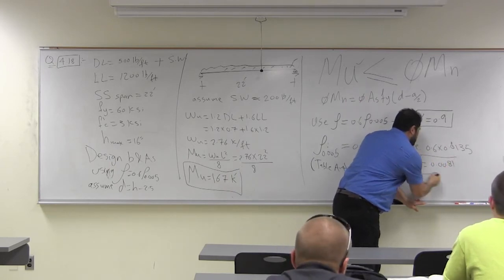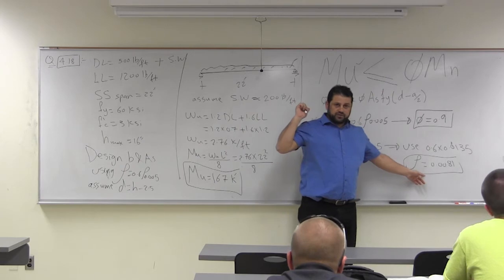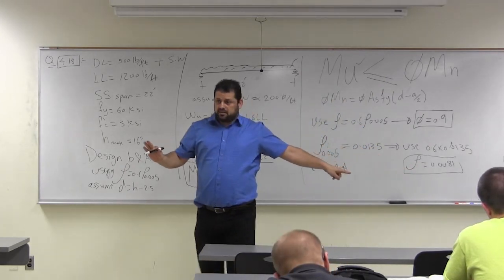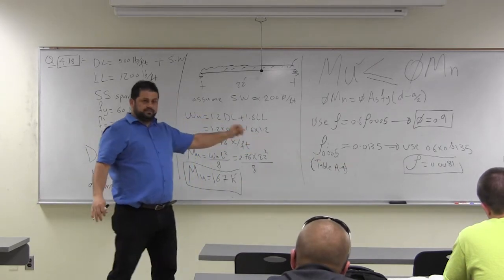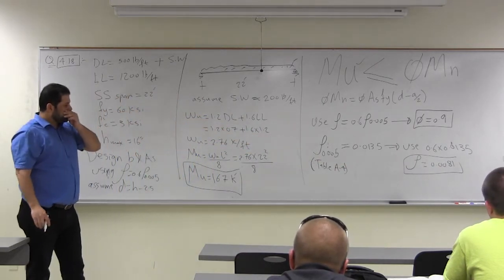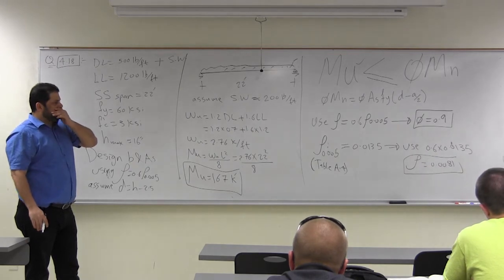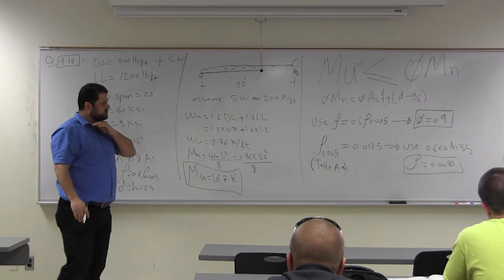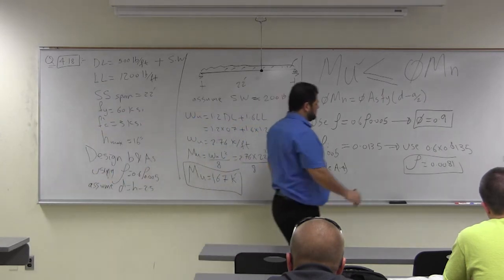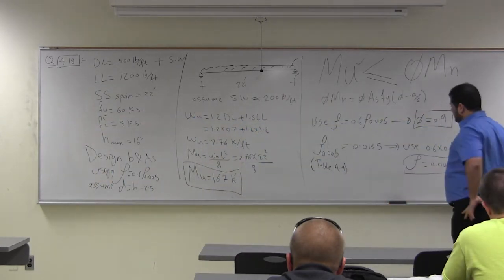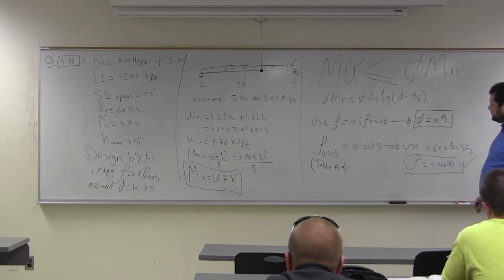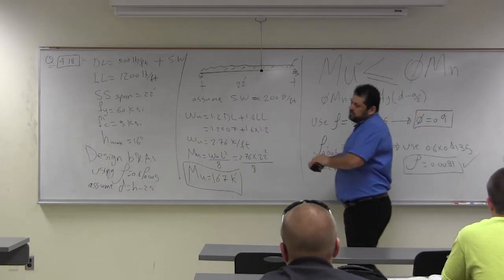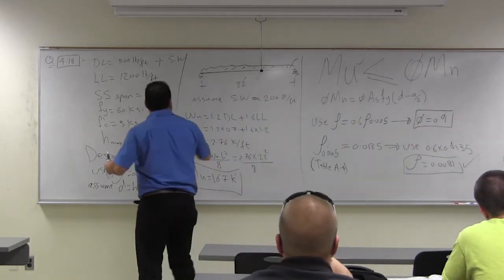0.0081. The question wants us to use that. That's the ratio. Right? That's what we need to use. 0.0081. Now how are you gonna go now? What do you do? How do you proceed?